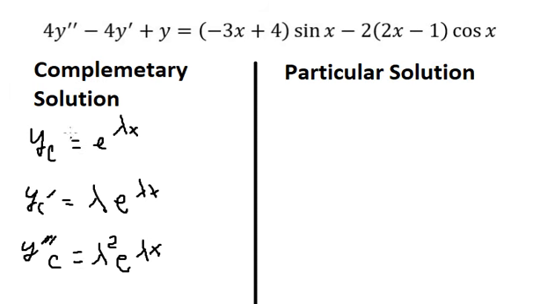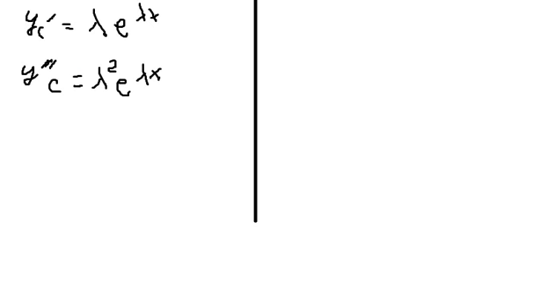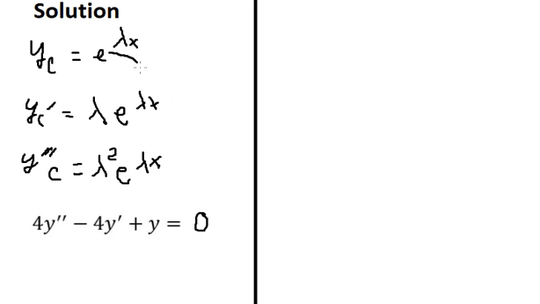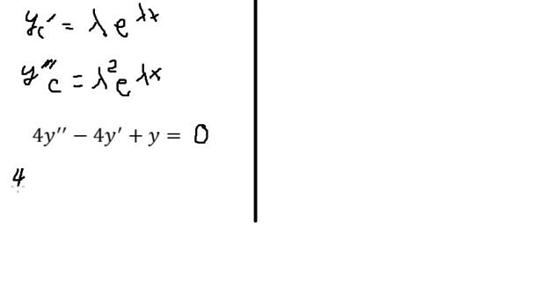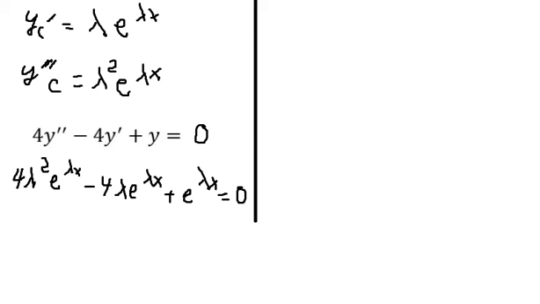Because this is about complementary solution, so this one equals number 0. So we put this one in here, this one in here, and this one in here. So we have 4 lambda square e to the power of lambda s minus 4 lambda e to the power of lambda s, and the last one is e to the power of lambda s equals number 0.